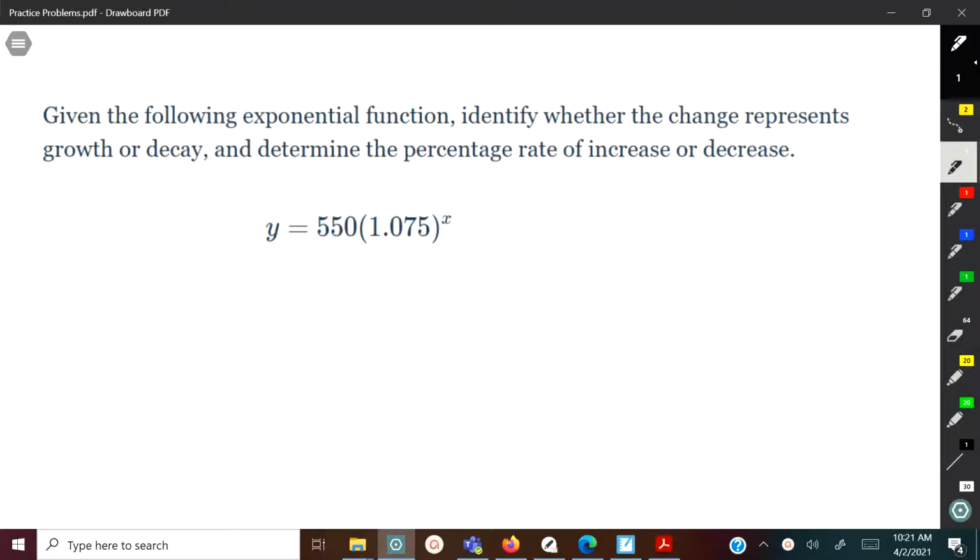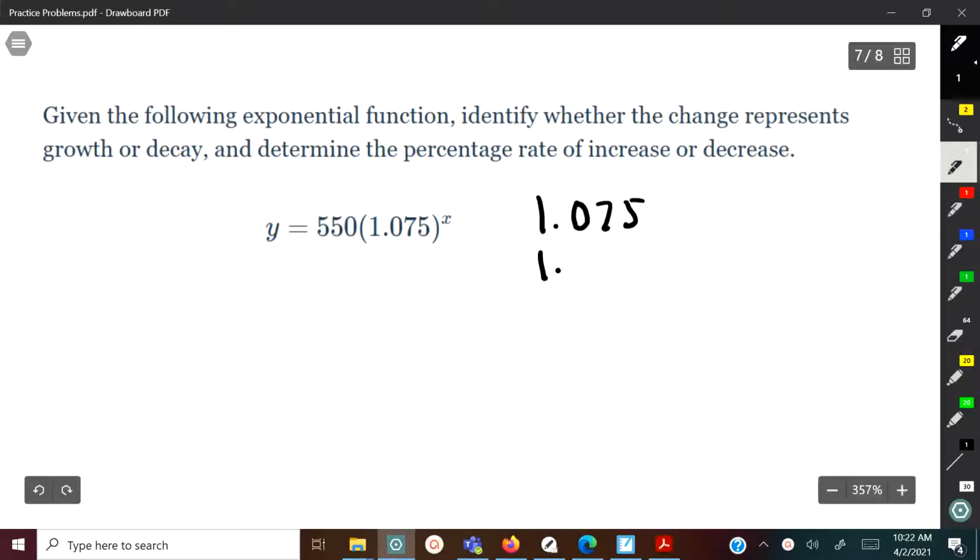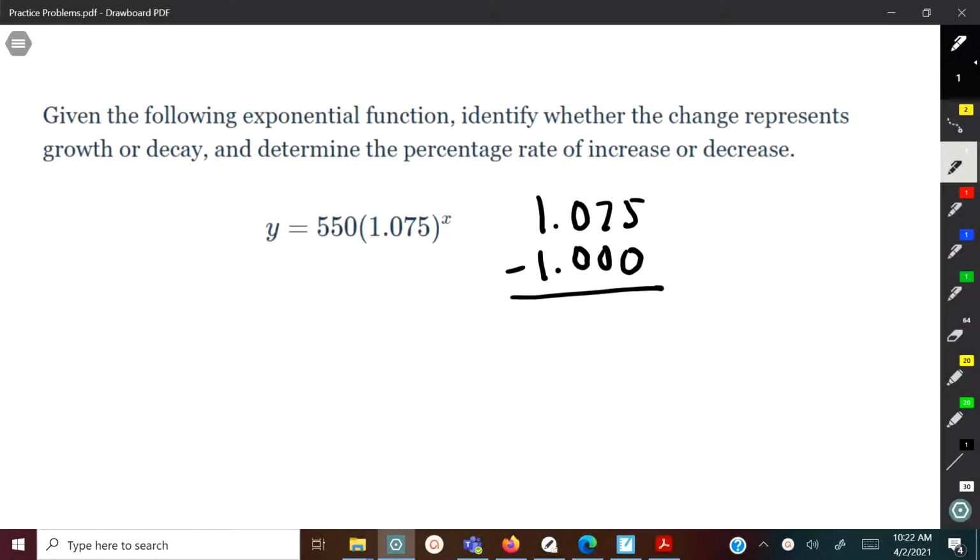So I have 1.075, and don't confuse yourself. Just take the smaller number from the bigger number here. So we'll just put 1 here, and you can put the zeros if you want, and just subtract. Okay, and that's going to get us 0.075. So that's step 2.